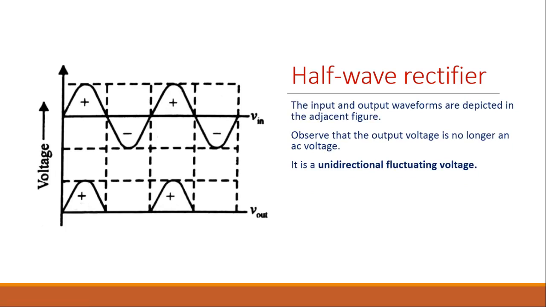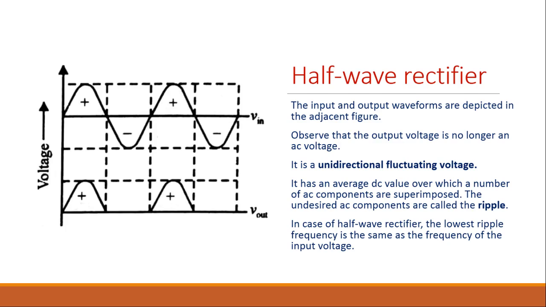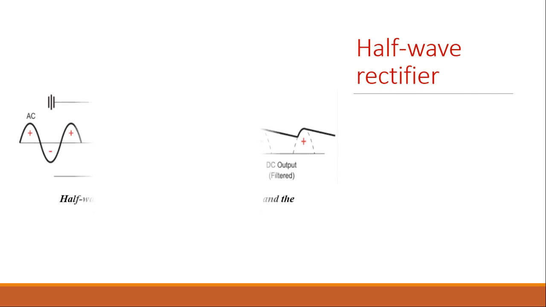Observe that the output voltage is no longer an AC voltage, but it is known as a unidirectional fluctuating voltage. It has an average DC value over which a number of AC components are superimposed. The undesired AC components are called the ripple. In case of half wave rectifier, the lowest ripple frequency is the same as the frequency of the input voltage.